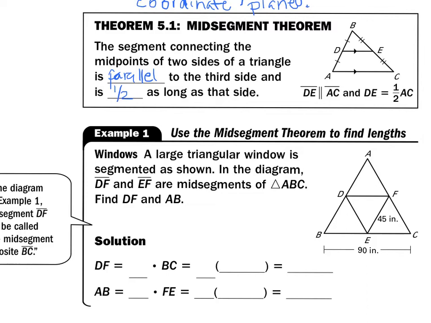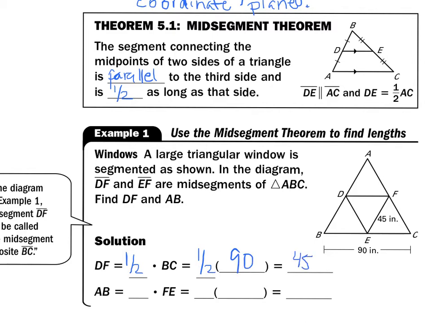Okay, example 1. Window. A large triangular window is segmented as shown. In the diagram, DF and EF are mid-segments of triangle ABC. Find DF and AB. Okay, D to F. Well, if you look at D to F, it's the midpoint of B to C. So DF equals 1/2 of BC, and so that is 1/2 of 90 or 45.